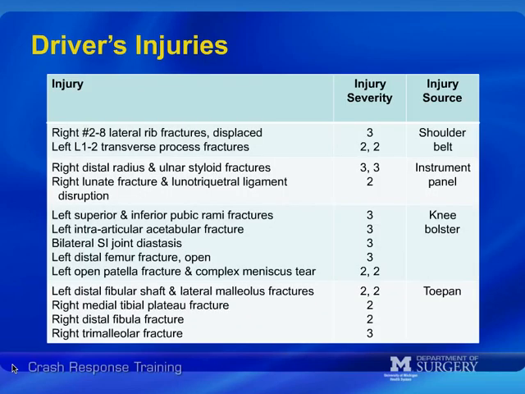These are his injuries. He had some rib fractures on the right, left L1 and 2 transverse process fractures due to contact with the shoulder belt, right distal radius and ulnar styloid fractures, and some small bone fractures in his right hand, all due to contact with the instrument panel. And what I want you to pay attention to here are these severe lower extremity fractures starting with his pelvis. So he has left superior and inferior pubic rami fractures, a left intra-articular acetabular fracture, bilateral SI joint diastasis, left distal femur fracture, and left patella fracture and complex meniscus tear, and those last 2 were open fractures. And this was all due to contact with the knee bolster.